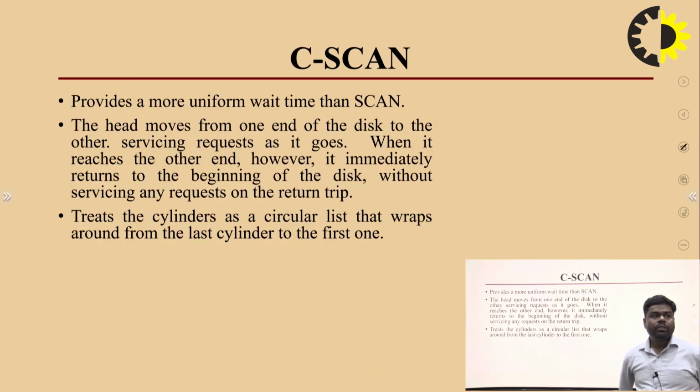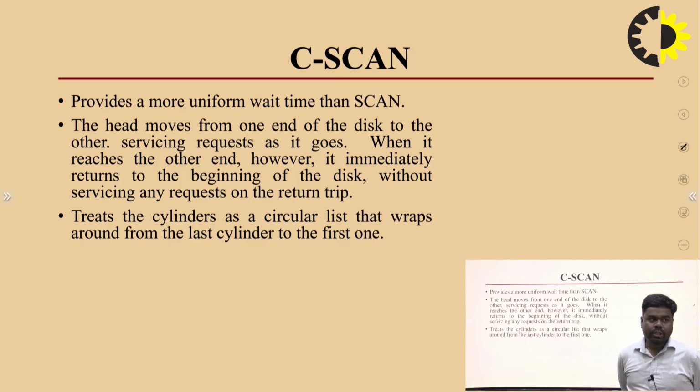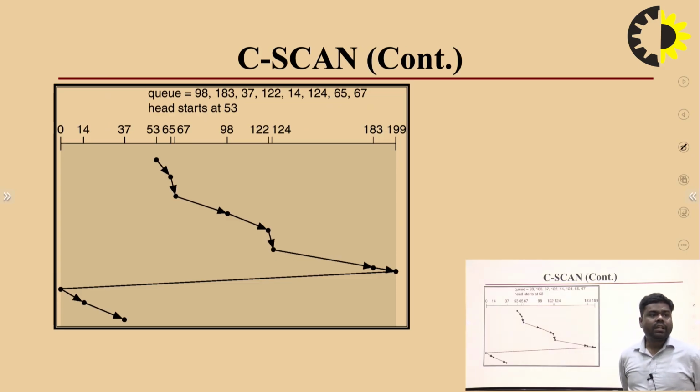Now C-SCAN provides a more uniform waiting time than SCAN. The head moves from one end of the disk to the other, servicing requests as it goes. When it reaches the other end, however, it immediately returns to the beginning of the disk without servicing any requests on the return trip. It treats the cylinders as a circular list that wraps around from the last cylinder to the first one. So this is C-SCAN.